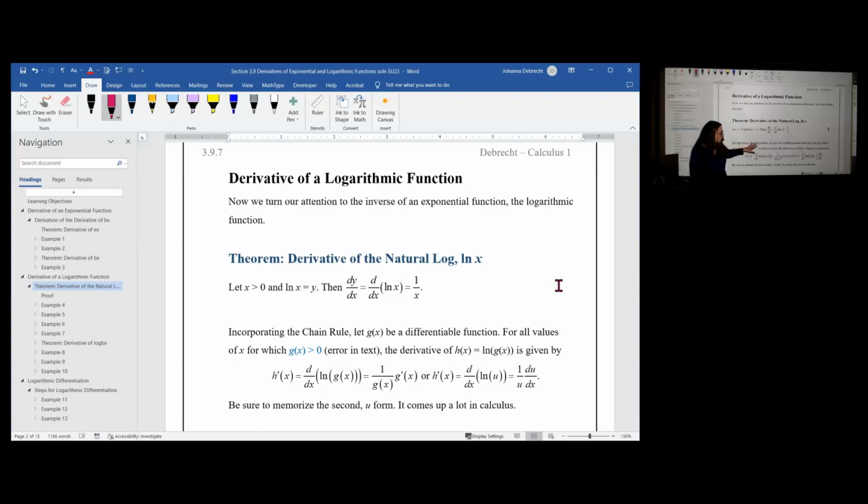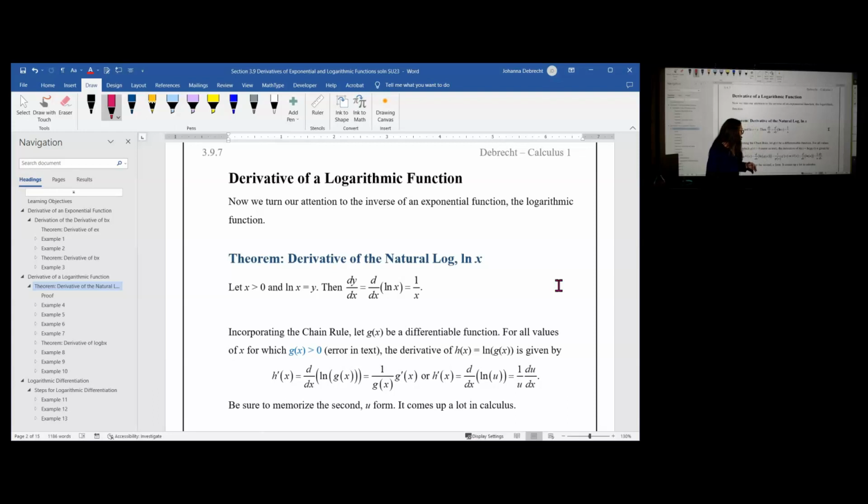We're going to incorporate the chain rule now and say that the derivative of the natural log of u is 1 over u times du dx. You take the reciprocal of what's inside the argument to the natural log, and then you multiply by the derivative of what was inside the natural log. The second form is the one that you should commit to memory.